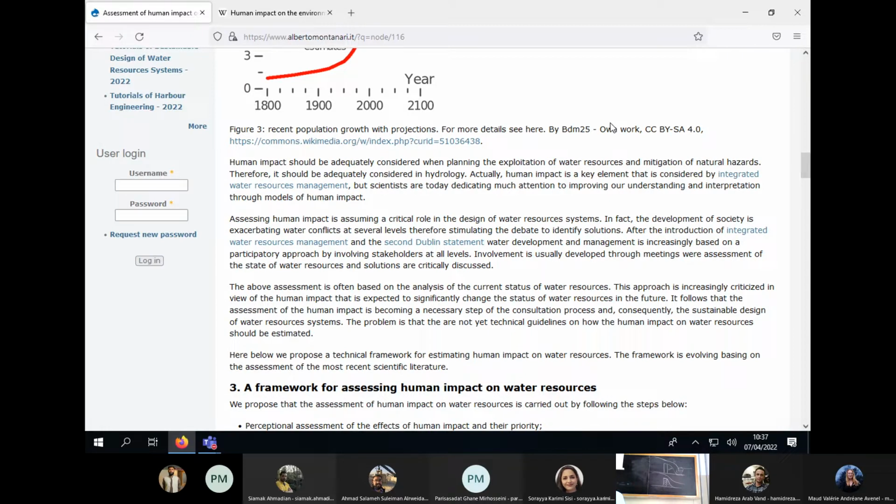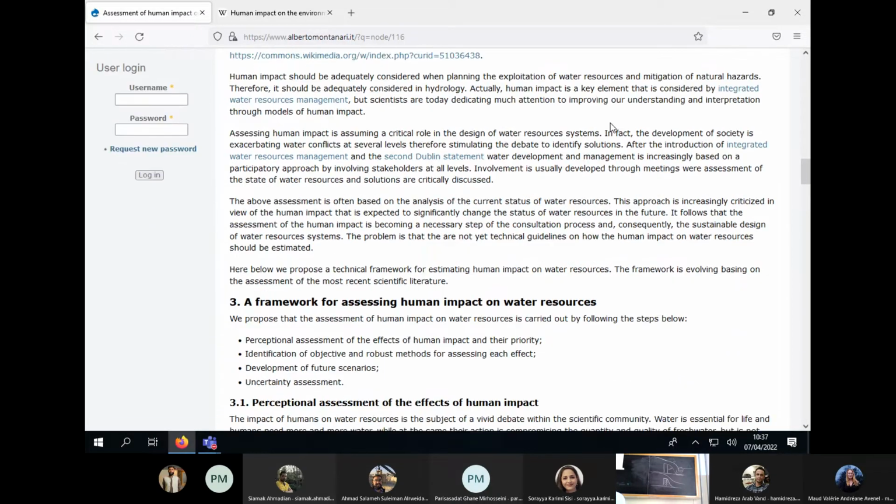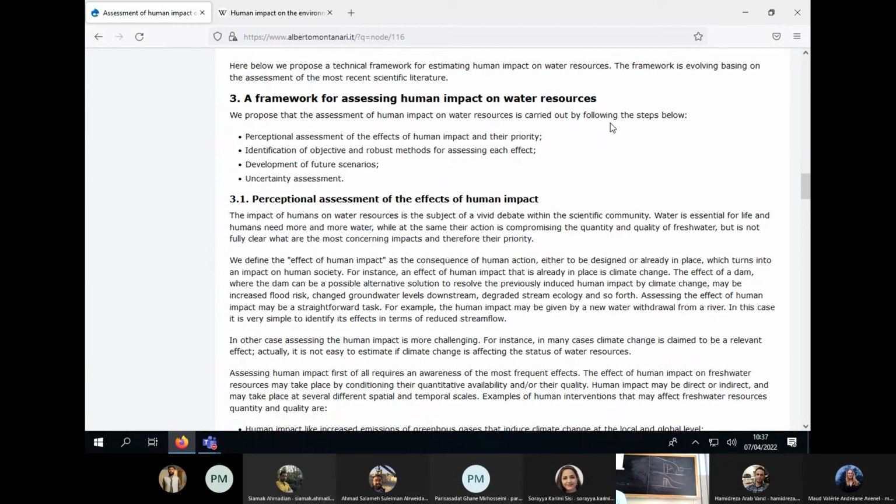Okay, so I want, together with you, to propose a framework for assessing human impact on water resources, which may be carried out by following these four steps.